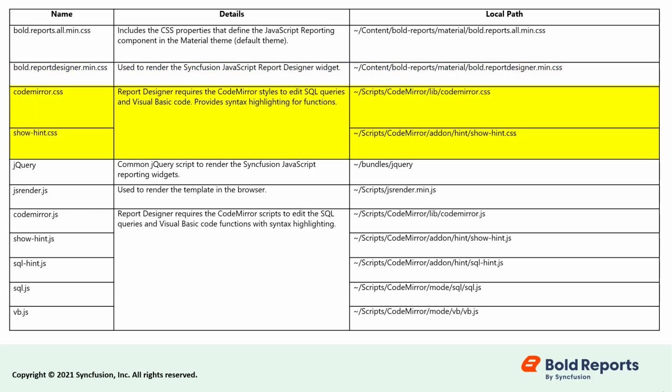The Report Designer requires the CodeMirror.css and ShowHint.css styles to highlight the SQL queries and Visual Basic Code functions with syntax. The jQuery is a common jQuery script used to render JavaScript reporting widgets in the Report Designer control. JSRender.min.js scripts are used to render the template in the browser. JSRender is a powerful templating engine, highly extensible, and optimized for high-performance rendering, without DOM dependency.